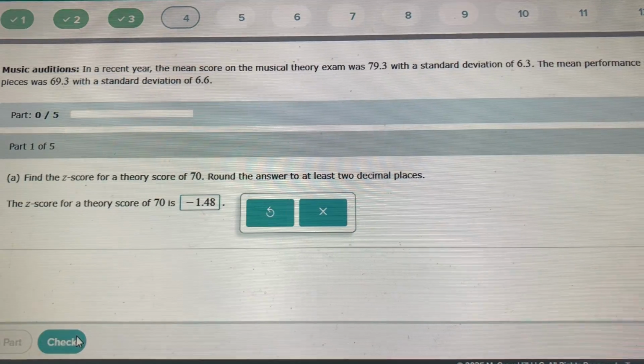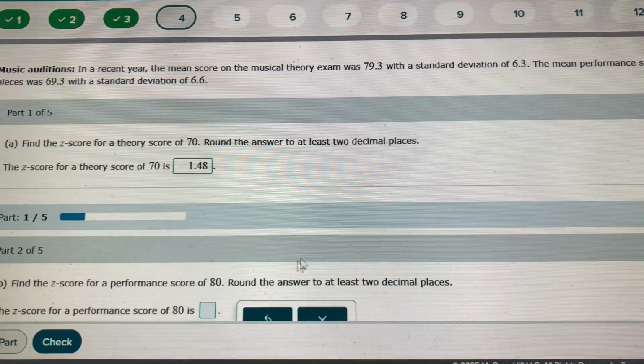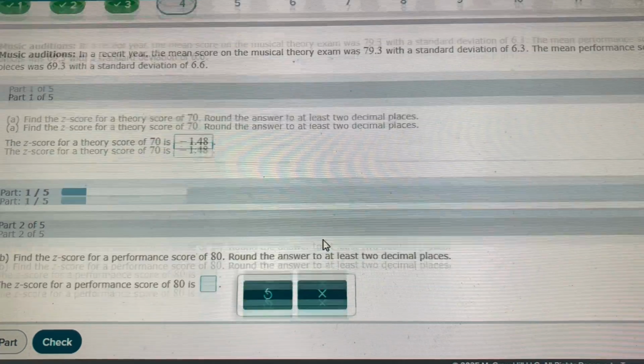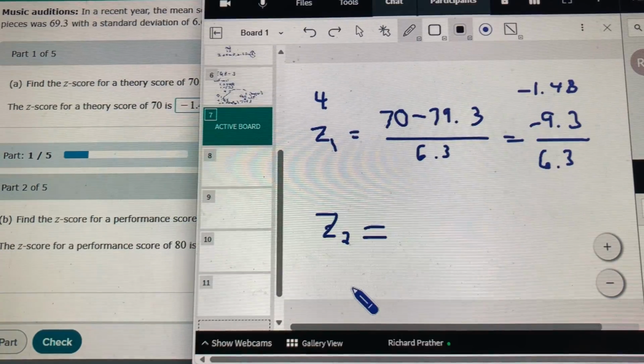This one's negative 1.48. The other class's average score was lower. This class averaged 79 on their test. This one only averaged 69. It might be a harder class and a harder test. So you can't just say that a 70 is better or worse than an 80 automatically. The only way to compare them is z-scores. Now, clearly this one's better because this person is above the average of the class, where the other person was below average, but sometimes it's too close to call.